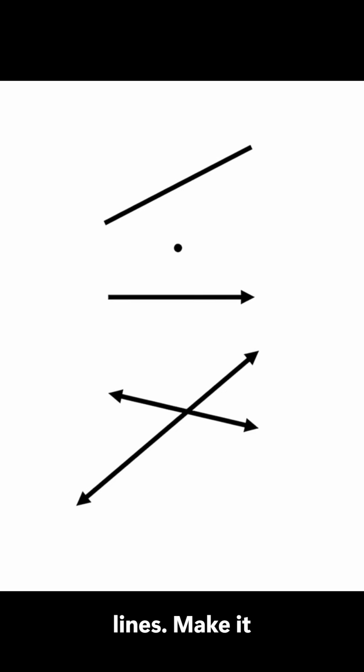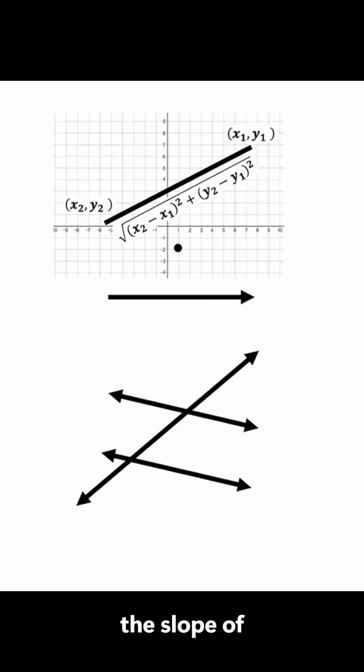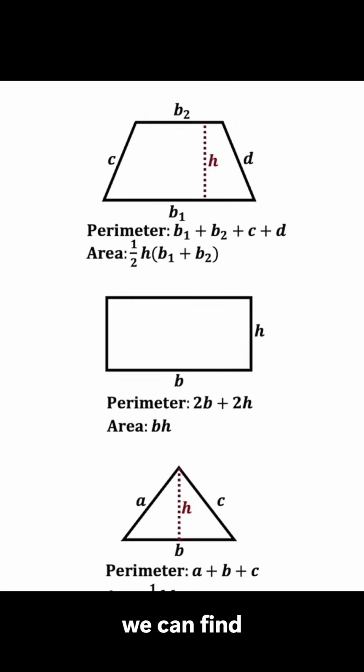Geometry in 3 minutes. We start by getting points, the segment, rays, lines. We can have intersecting lines or parallel lines. Make it a coordinate grid, an XY coordinate to the endpoints, and we can use formulas to find the length, the midpoint, or the slope of the segment. And once we know lengths, we can find perimeter and area of all different kinds of shapes.